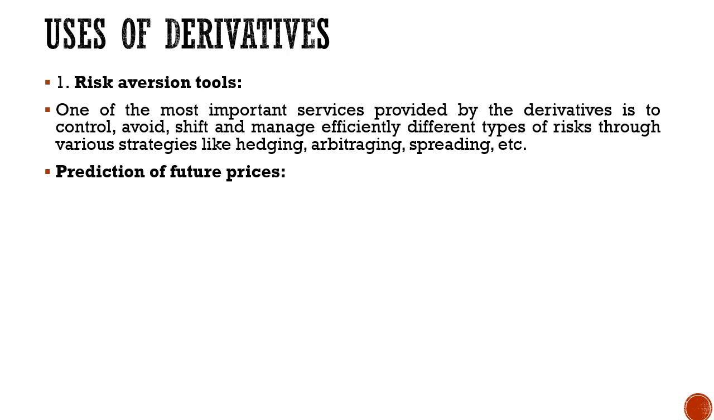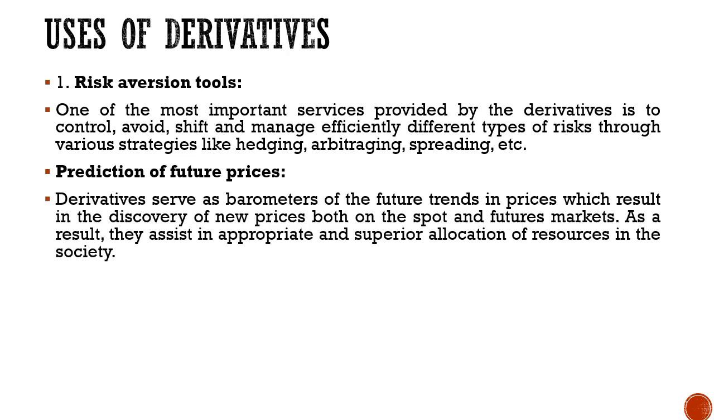Next, prediction of future price. Derivative serves as barometer of the future trends in prices which result in the discovery of new prices both on the spot and futures market. So as a result, they assist in appropriate and superior allocation of resources in the society. Derivative helps basically in predicting not only the spot price but also the future price. Thus, it helps you to find out both the spot as well as future market. And as a result, it assists in appropriate allocation of resources in the society.